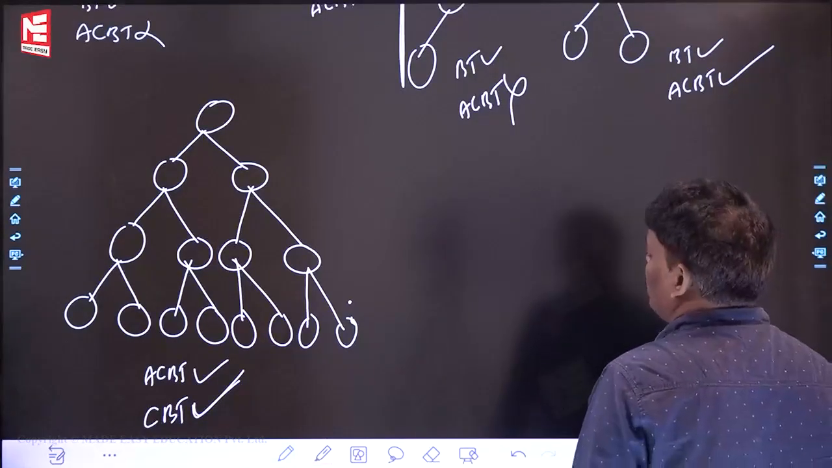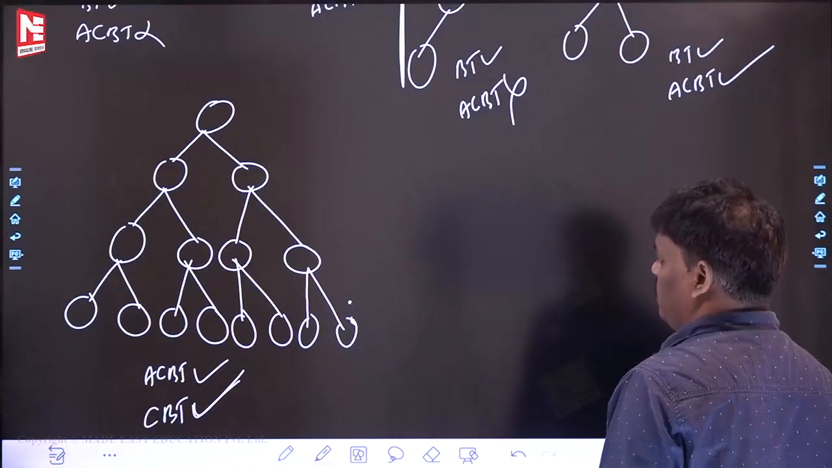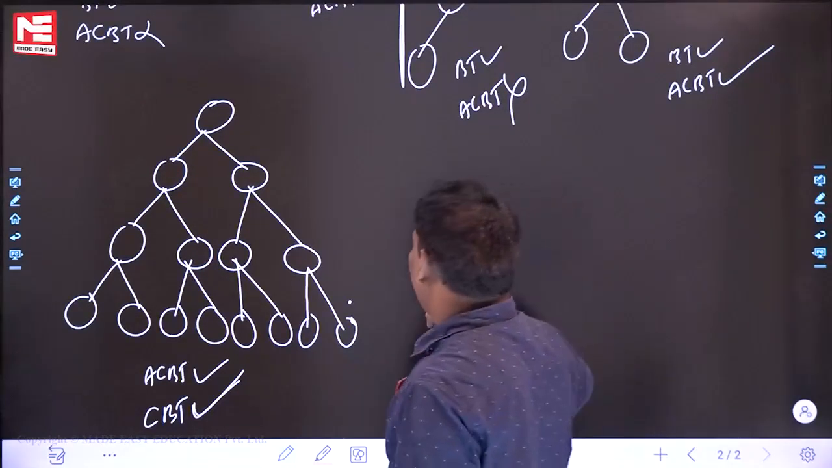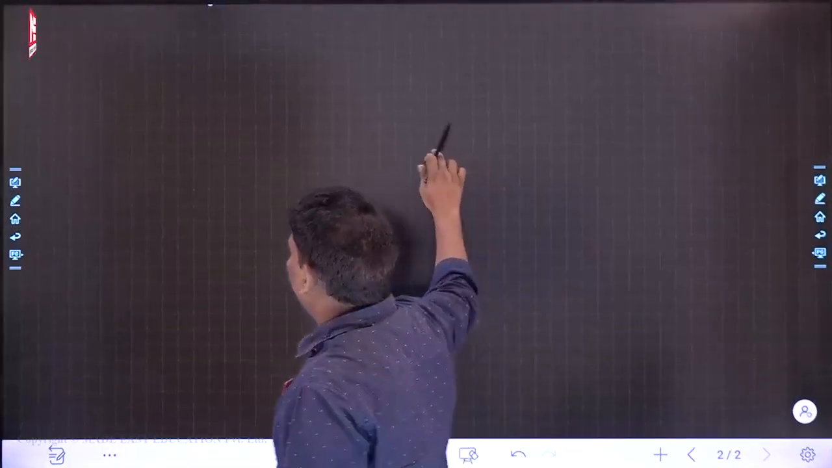A complete binary tree is an almost complete binary tree where the last level has no gap. Fine, I'm thinking you are absolutely fine. Now see this one. See carefully, one more interesting line.